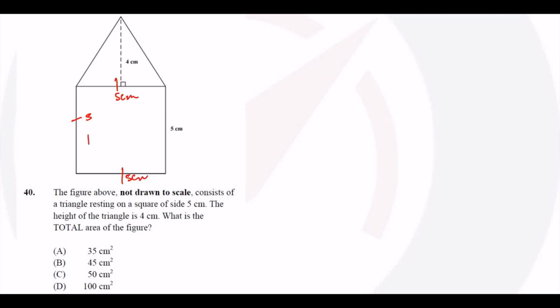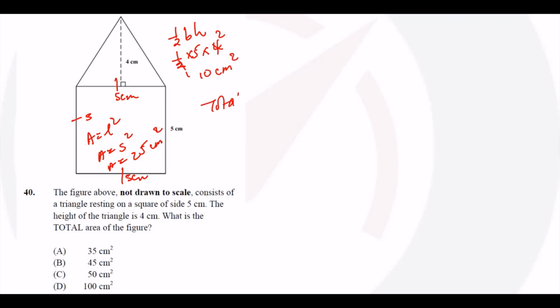So we can find the area of the square, which is L squared. So area is going to equal 5 squared, which is 5 times 5. That gives us 25 centimeters square. Now the area of the triangle, we know it's half base times height. So half, and the base is 5 and the height is 4. Half of 4 is 2. 2 times 5 is 10. So that gives us 10 centimeters square. So the total area is going to be 10 centimeters square plus 25.